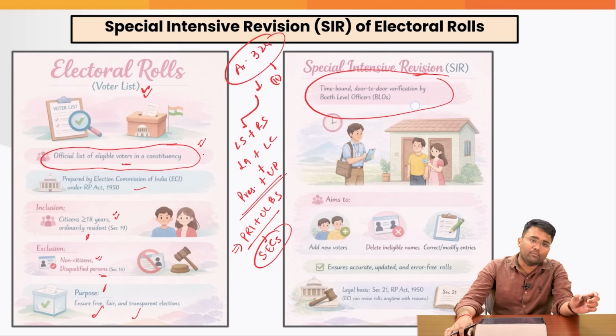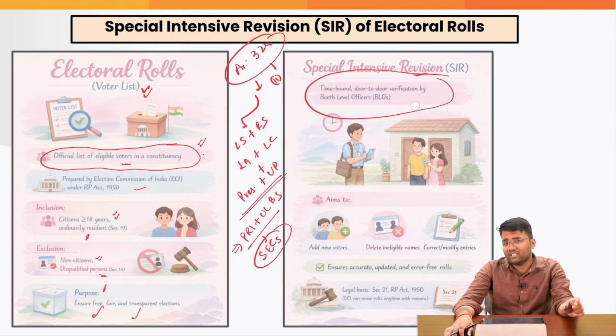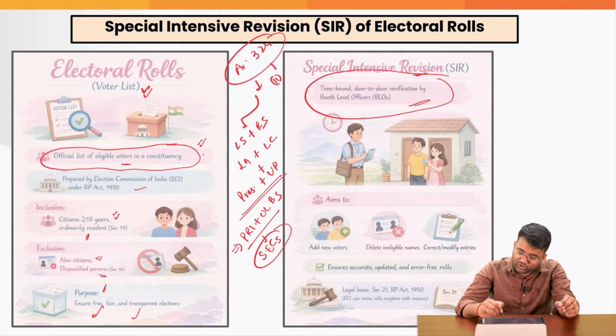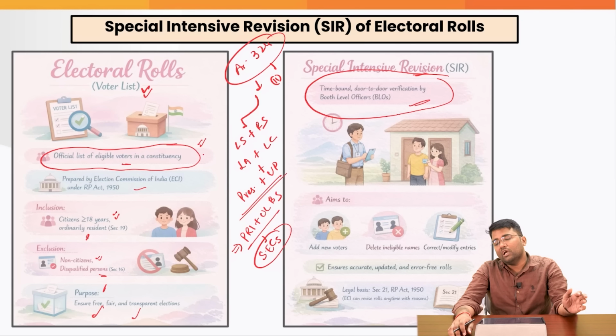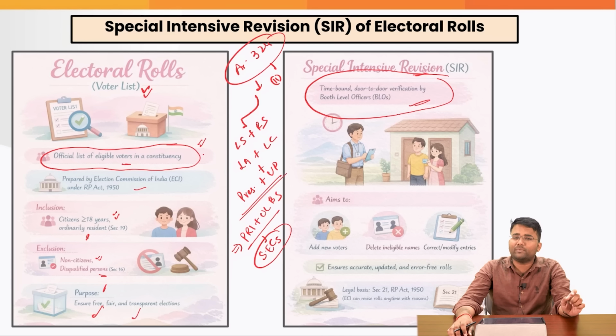So there will be booth level officers, or BLOs, in each booth, which is the smaller unit of a constituency, and in that booth the BLOs will verify the names of the persons by visiting their homes. Subsequently, if a person is ineligible, their name will be excluded, or if any person has attained the age of 18 years, their name might be included.